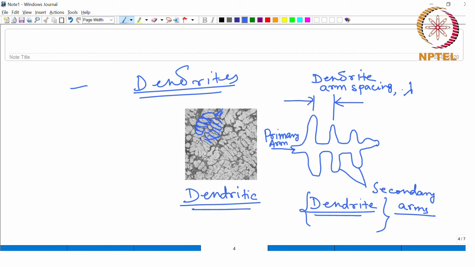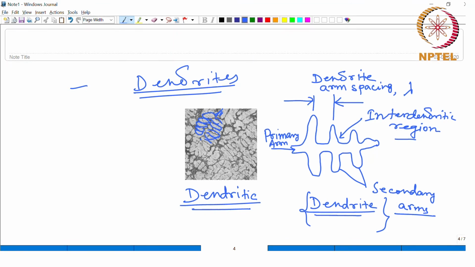Now, in between these branches, you have this region which is between the dendrites, and therefore this region is known as the interdendritic region. Okay, now the picture of this dendrite is complete with all this labeling that you have for all these features of the dendrite.